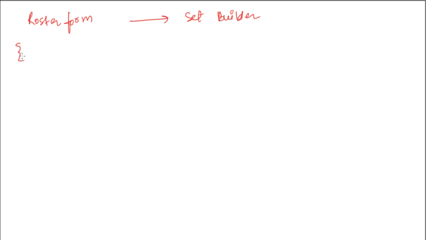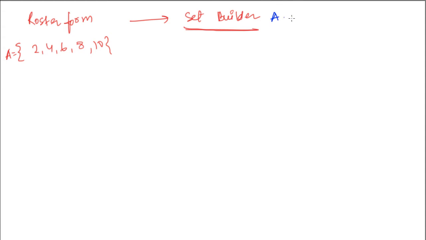First, let's suppose I have 2, 4, 6, 8, and 10. So these are the elements of the set A, and we have to write this in the form of set builder. So first, what is the syntax? Means how do we write in set builder form? Let's first understand the syntax.